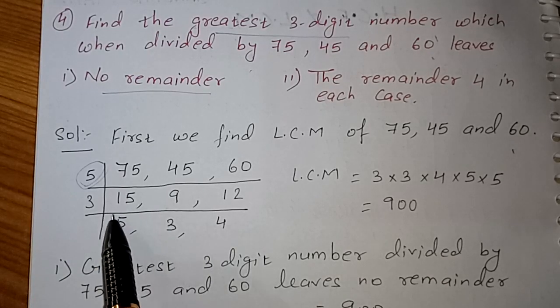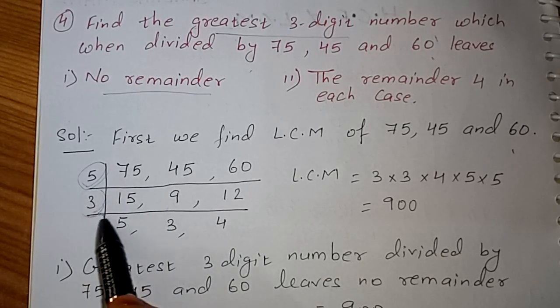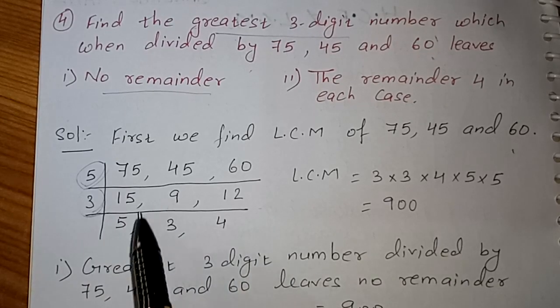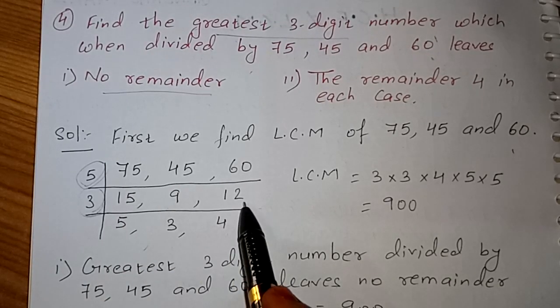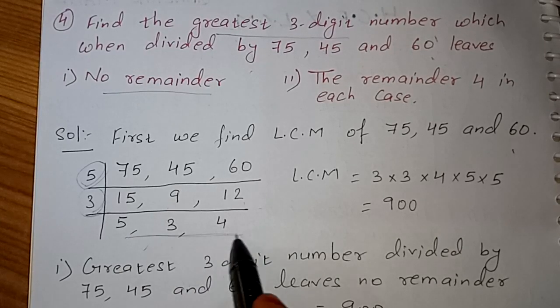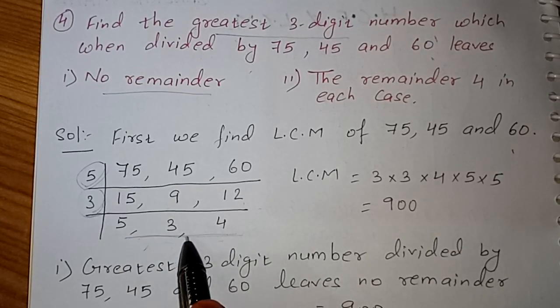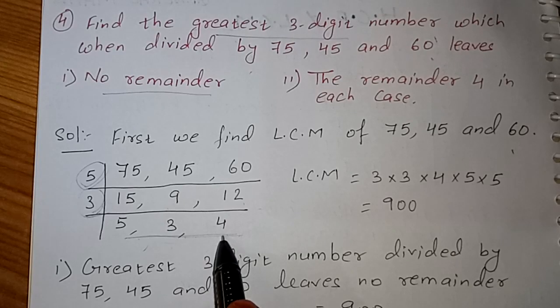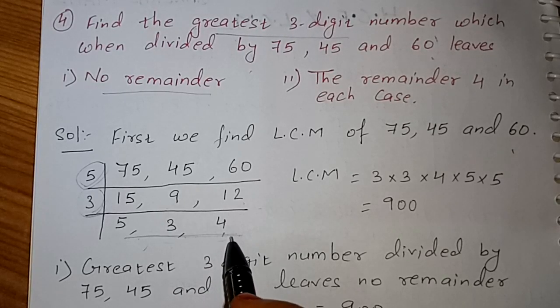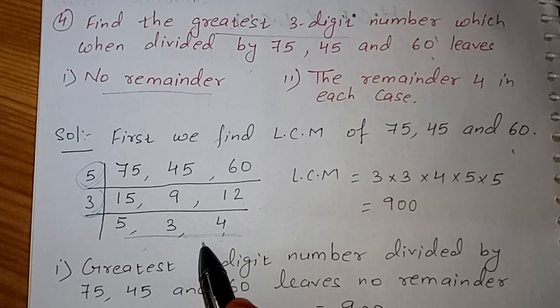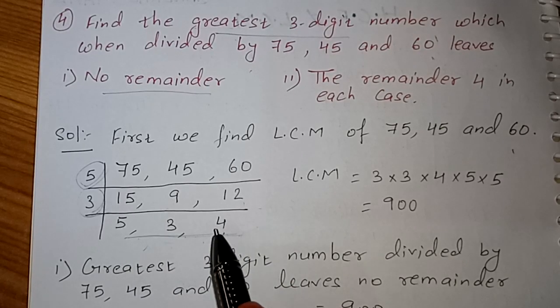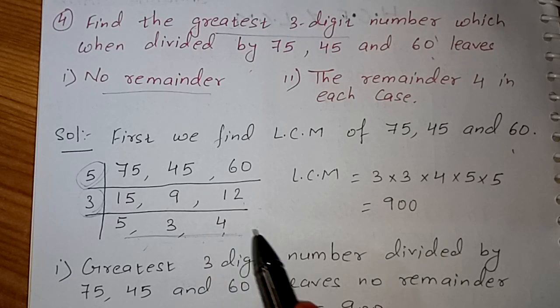Now you can take 3, which divides almost all numbers. 3 fives are 15, 3 threes are 9 and 3 fours are 12. Now at last you can see the numbers left: 5, 3 and 4. These are numbers which don't have any common factor other than 1. So at last, you have to leave either ones, or numbers which don't have any common factor other than 1.